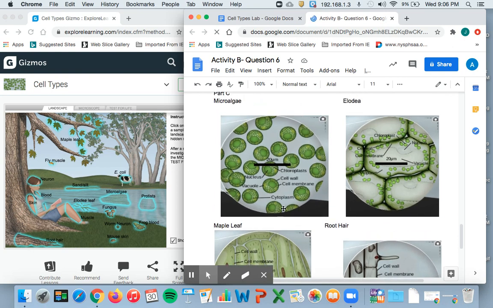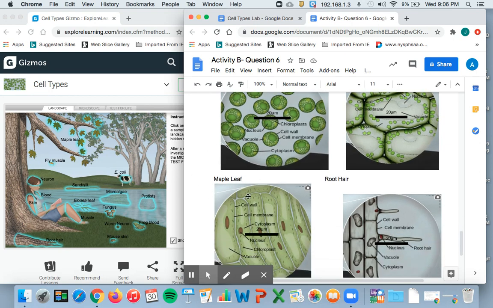The upper left-hand corner is your microalgae. Over here, we're seeing the Elodea, which is a freshwater plant. Microalgae are microscopic, so you can't see them without a microscope. Down here we have the maple leaf. And then the root hairs, which we find in the root of a plant.